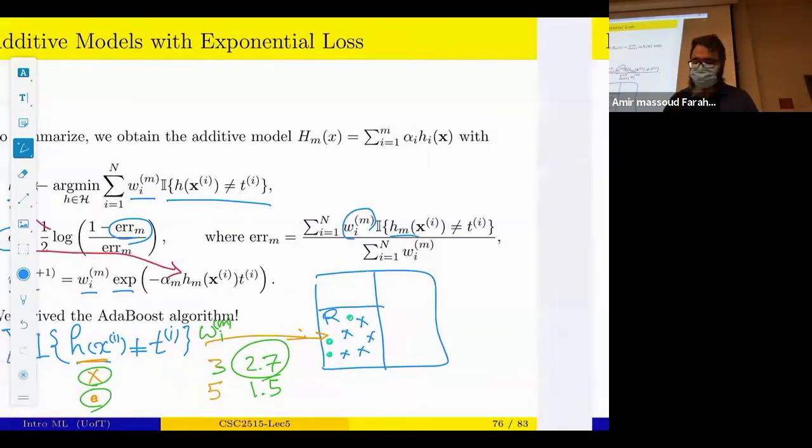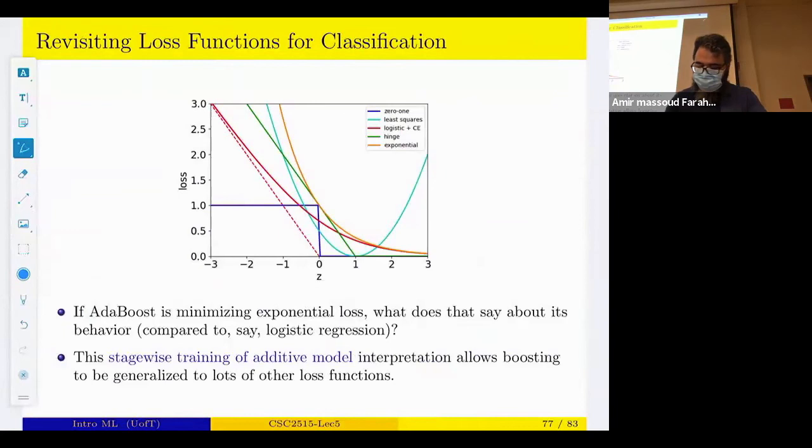Okay, so that was AdaBoost. AdaBoost is minimizing exponential loss, and it was adaptive. So AdaBoost is interpreted as an additive model with stagewise training with exponential loss. Actually, I think someone asked on chat before why we choose exponential loss for additive models. We can do stagewise training of additive models but use other loss functions, and try to go through this procedure.